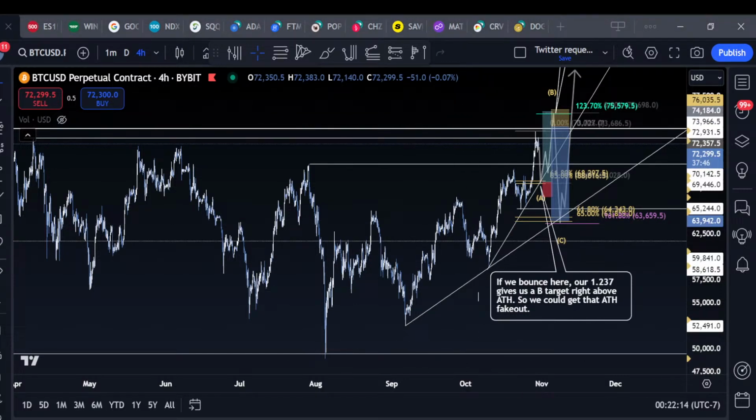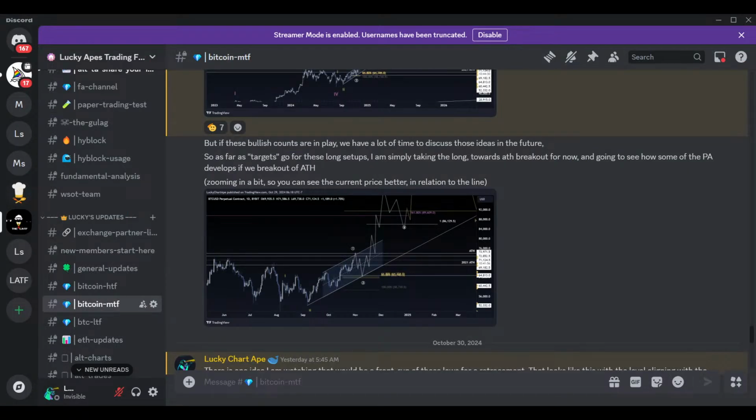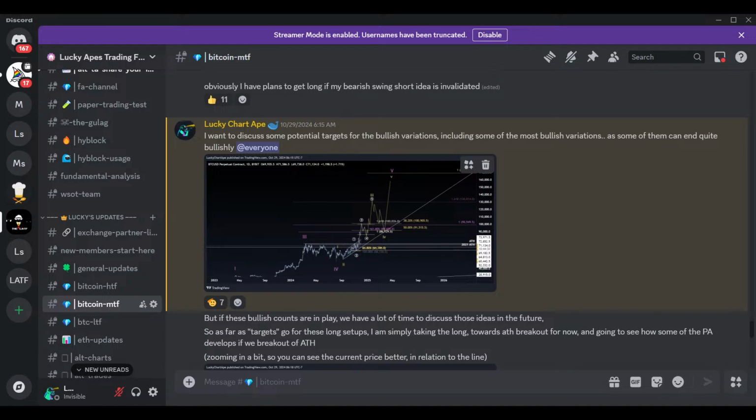So this is how I'm planning out and structuring my trades. I'm not just saying, oh, I'm flipping to a bullish thesis here, so now I'm going to just get long randomly. Still going to look to structure my trades with invalidation and risk management. Here, let me go to the Discord really quickly. This is just my updates a couple days ago.